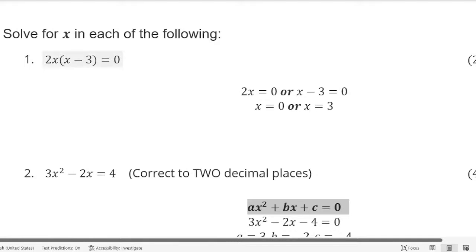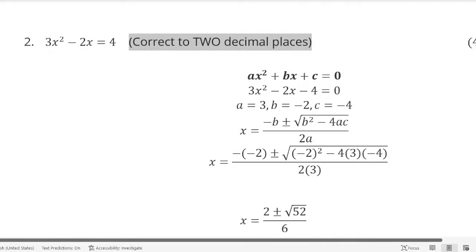Remember, you must always factorize when you're solving for x. Then if the examiner tells you correct to 2 decimal places, don't even try to look for the factors because they are not prime numbers. So what you need to do, just use the quadratic formula, which will always be given in your formula sheet.